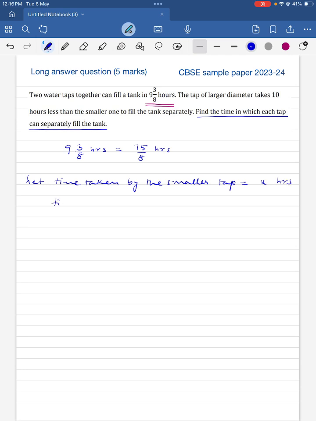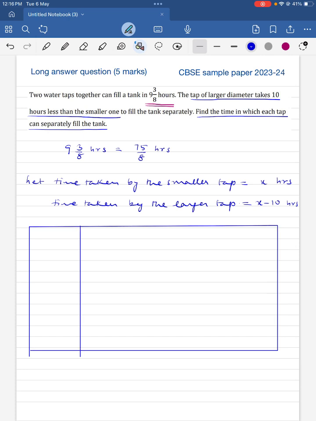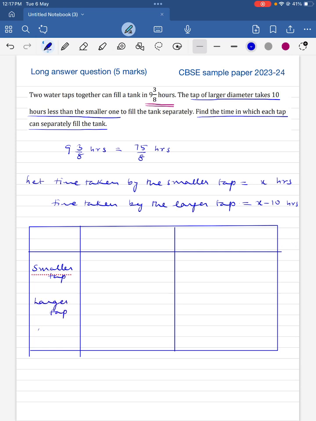So what will be the time taken by the larger tap? That is given in the question as time taken by the larger tap will be 10 hours less than the smaller one. So that means it's x minus 10 hours. Okay. Now let me make a tiny table here for you to understand the concept, like what's happening here. So let me make 3 columns here. Here I would put in the smaller tap, the larger tap, and both together.